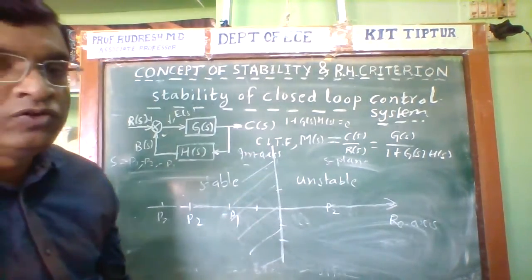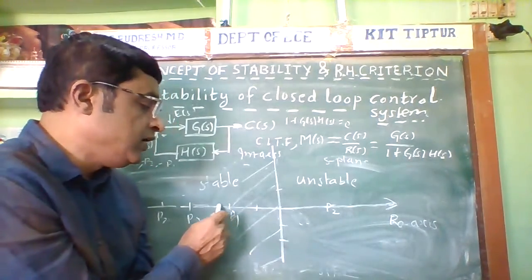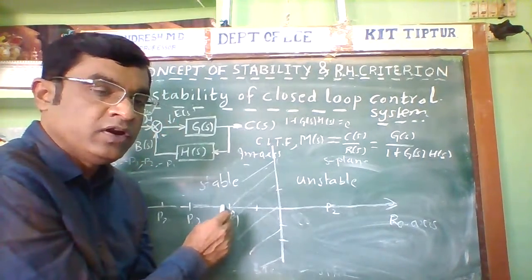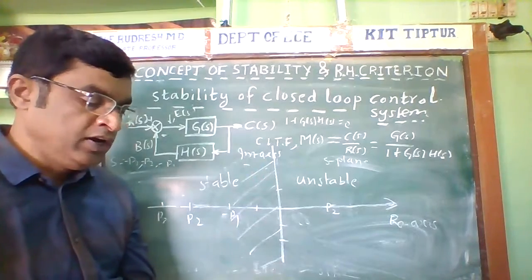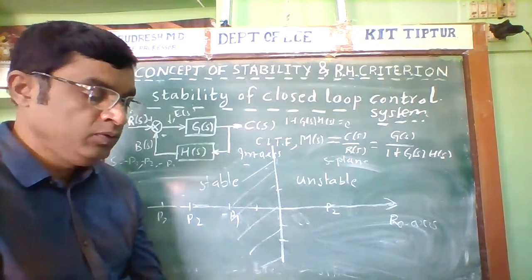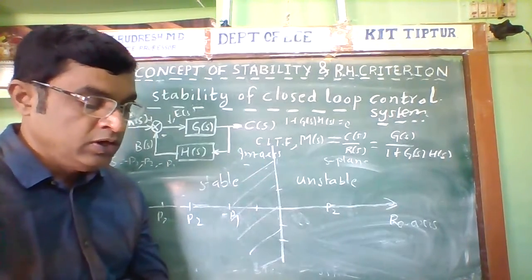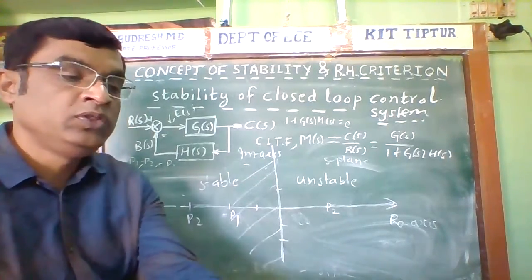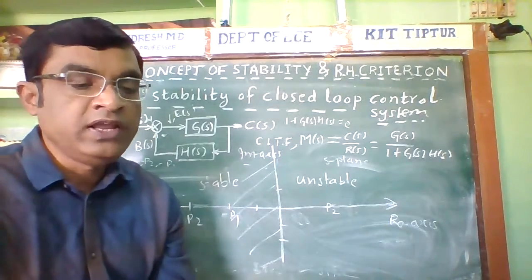Now, the poles may be at the origin, or lying on the negative real axis, or on the imaginary axis. Based on this, we can analyze the system. By analyzing the roots of the characteristic equation of a control system, we decide the nature of stability of the system.